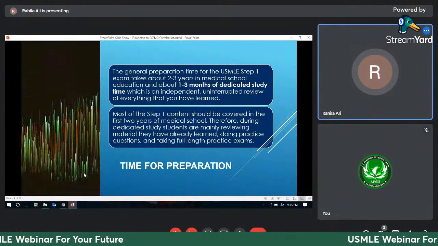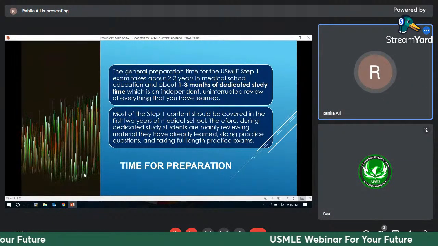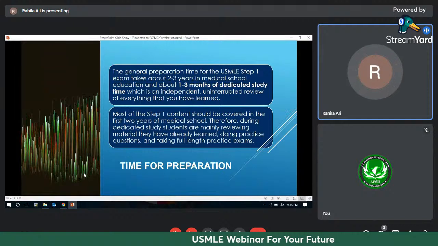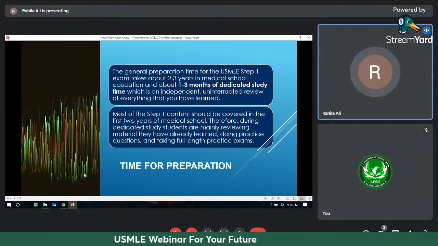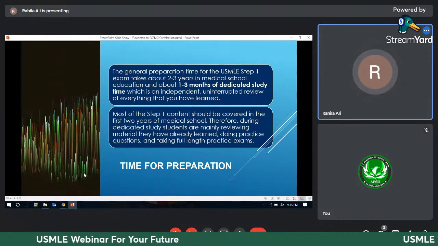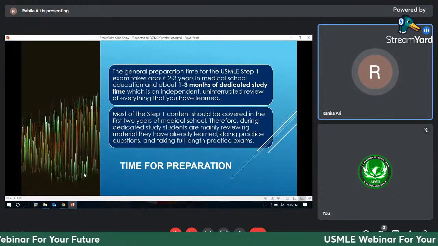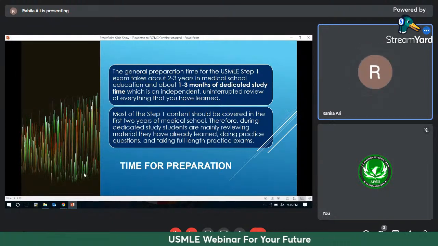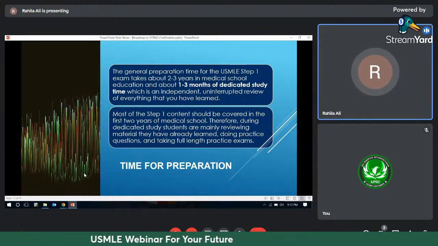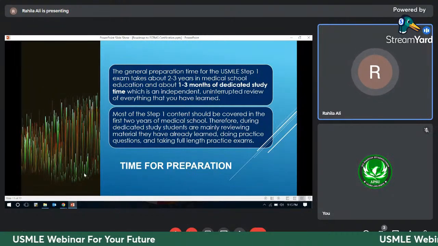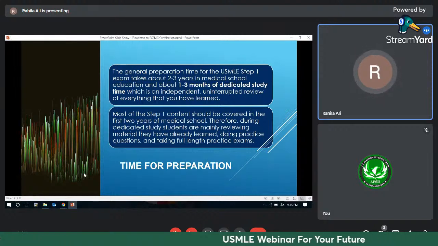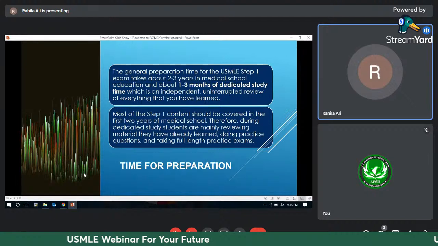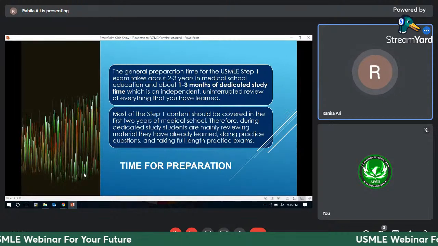Time for preparation depends. You start preparing during your med school or after your graduation. What people do is start their preparation in the second to third year of med school, because it takes a lot of breaks in between, because of your school examinations, your professionals, and everything. It takes a lot, but you need 1 to 3 months, meaning you need 3 months of dedicated study time.